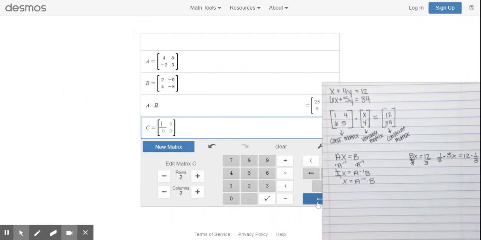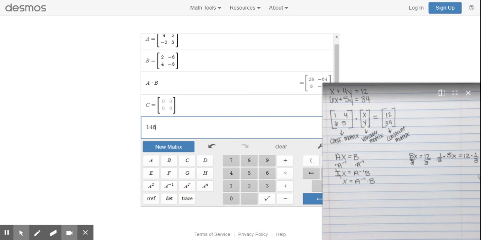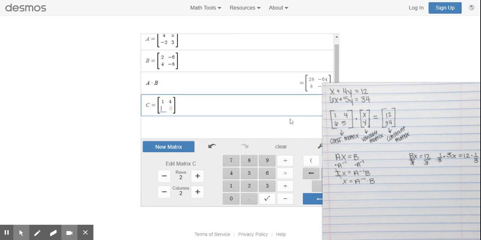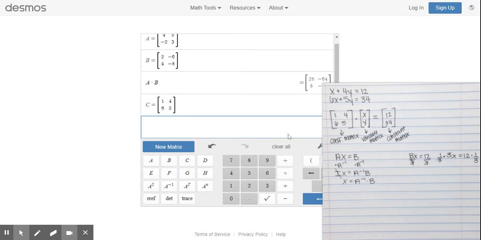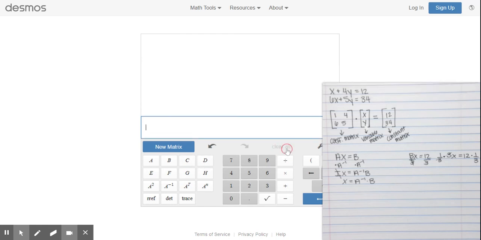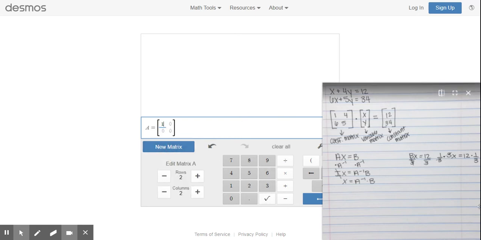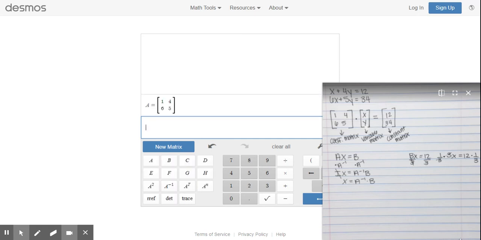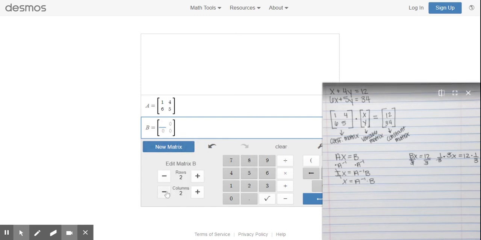So let's say that A is that 1, 4, 6, 5. Oh, I got a little carried away there, didn't I? 1, 4, 6, 5. And our second one is, we'll just use D. Or actually, that's a little confusing. Let's just start over. I apologize. This calculator is new to me as well, so it's taken me a little bit of getting used to. So there's A, let's say B, B is 1, 2 and 3, 4.